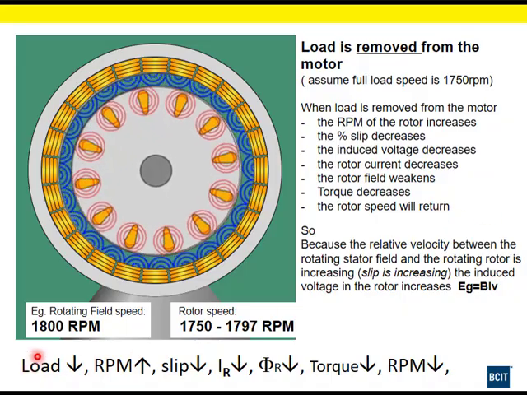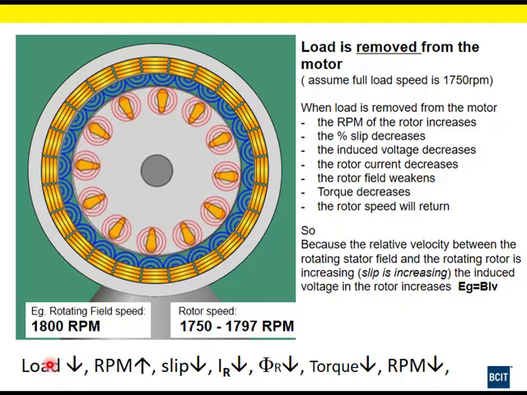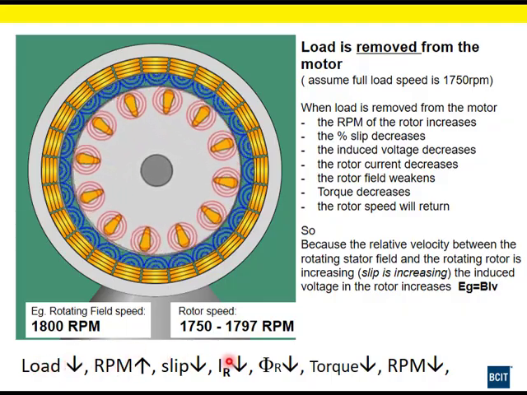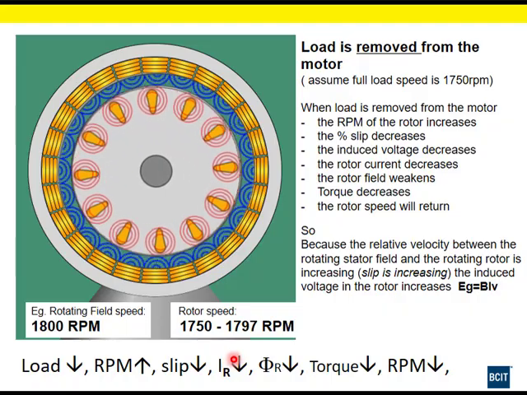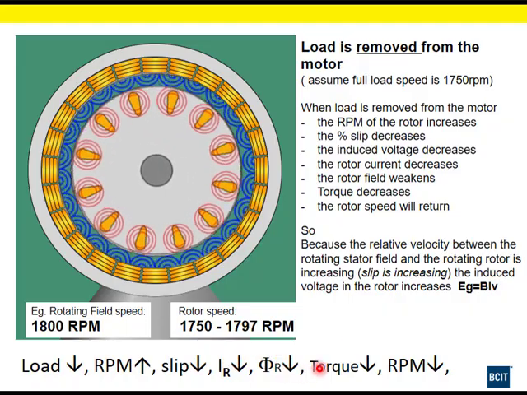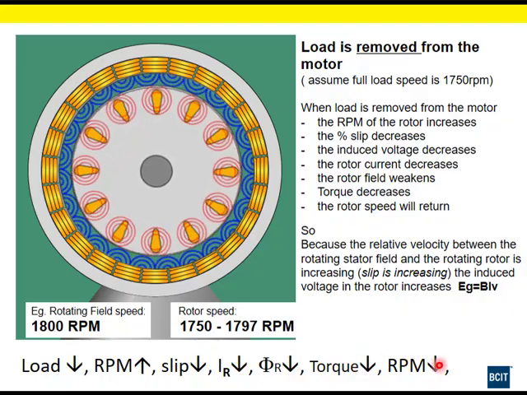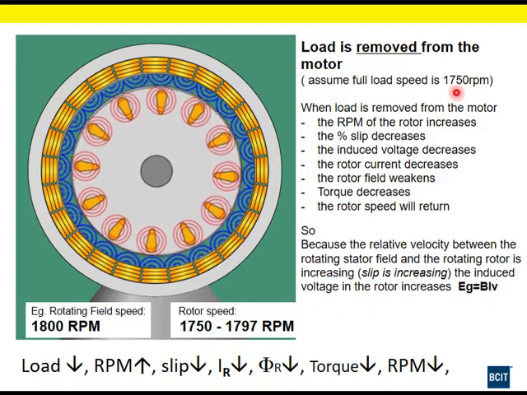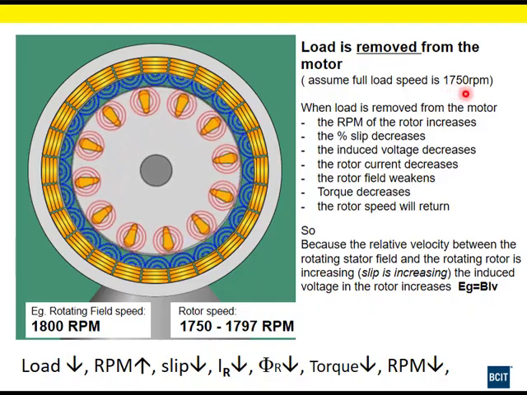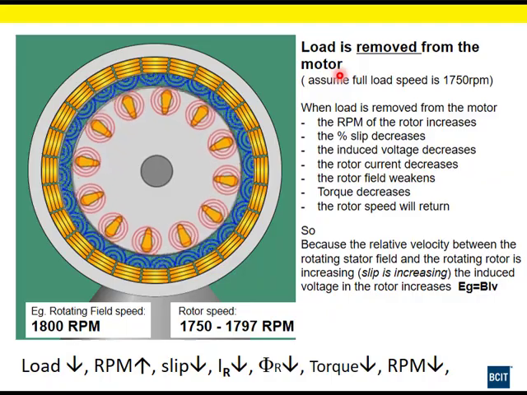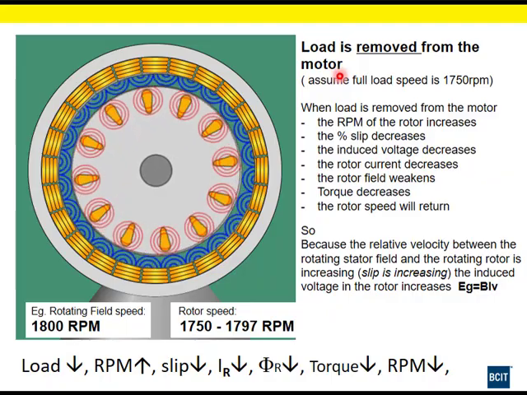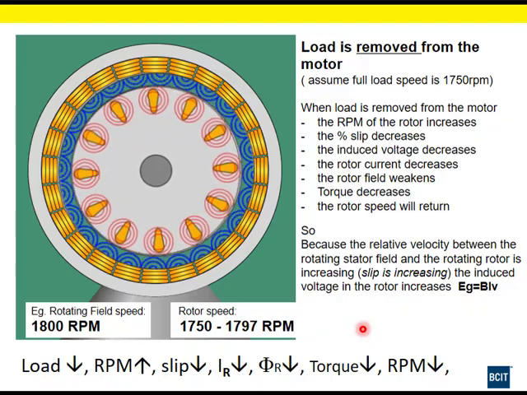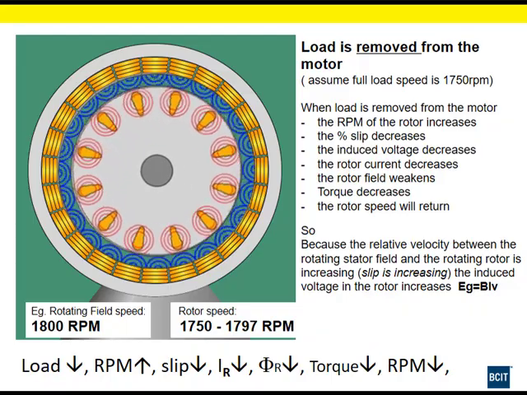Now if we have a look at our little diagram down here, our little chart, when our load goes down, RPM will go up, slip will go down, current in our rotor goes down, our flux in our rotor drops down, our torque will go down, our RPM will slow down. Because if you instantaneously take all load off of the 1750 RPM motor, it's going to jump up in speed. It's going to bounce up and then it's going to stabilize. It's going to find that equilibrium again.